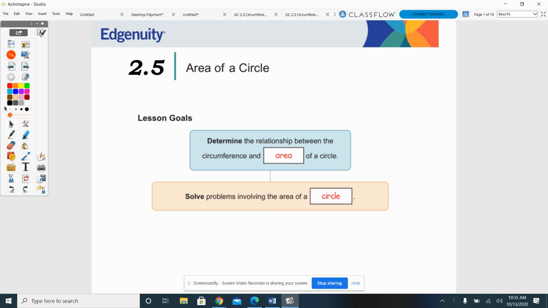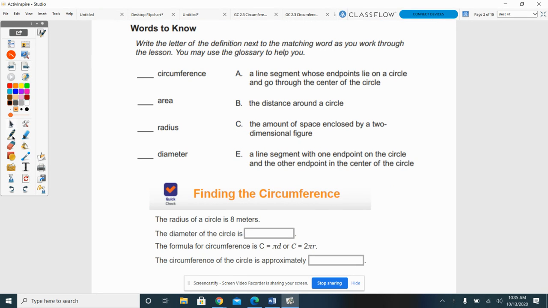Hello, everyone. Today we are going to talk about area of a circle. So we do know some things about circles already. We already know how to find the circumference, so we're going to review that in a second. And today we're just going to take it one step further and look at the area. So here are some of the words that we need to know in order to do this.